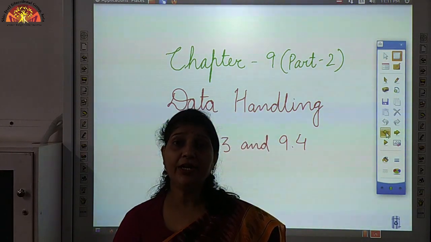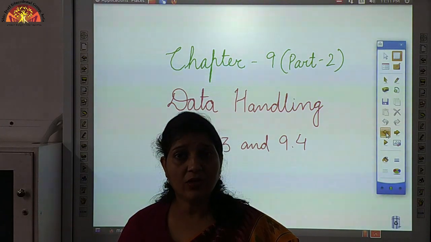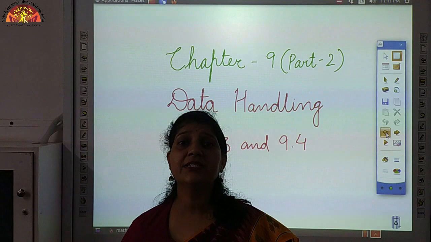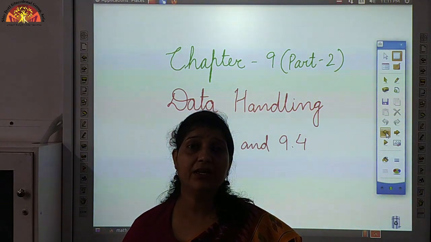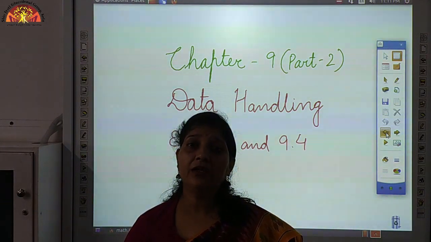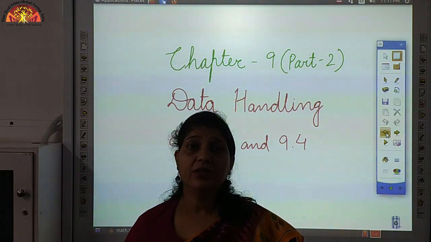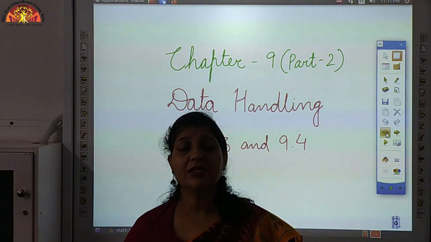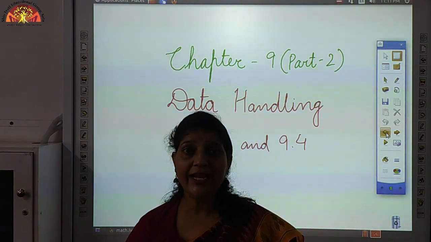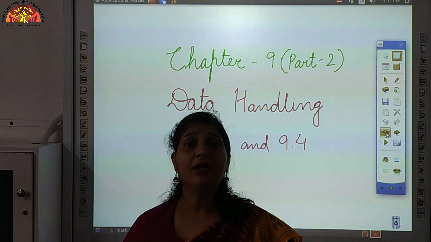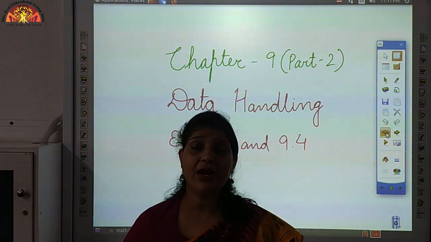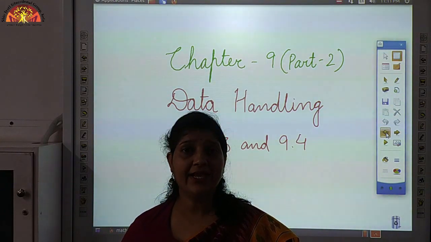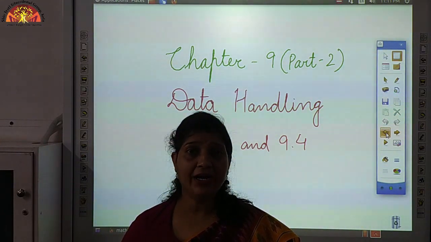Students, you already know how we organize raw data and how we reorganize these data in a particular manner so that we can conclude results from them. You already know some methods to arrange the data: first is tally marks and second is pictograph. We already discussed these in the previous exercises. Now we will discuss bar graph.